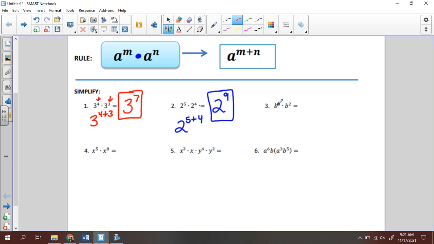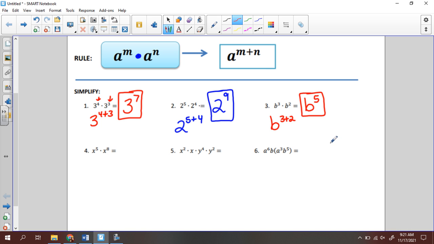All right, next. We're getting into variables, but guess what? You're still just checking to see if they're the same. Okay, yes, our b's are the same, so write a b. And then what do you do with those exponents? Add them up. 3 plus 2. So this is b to the 5th power.